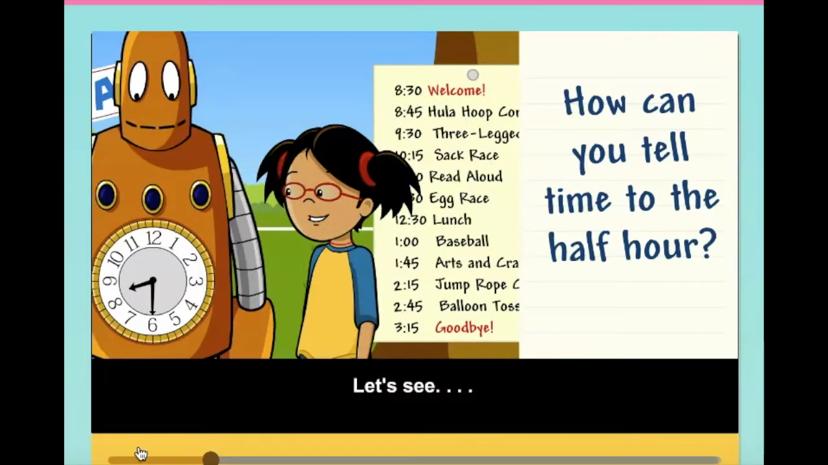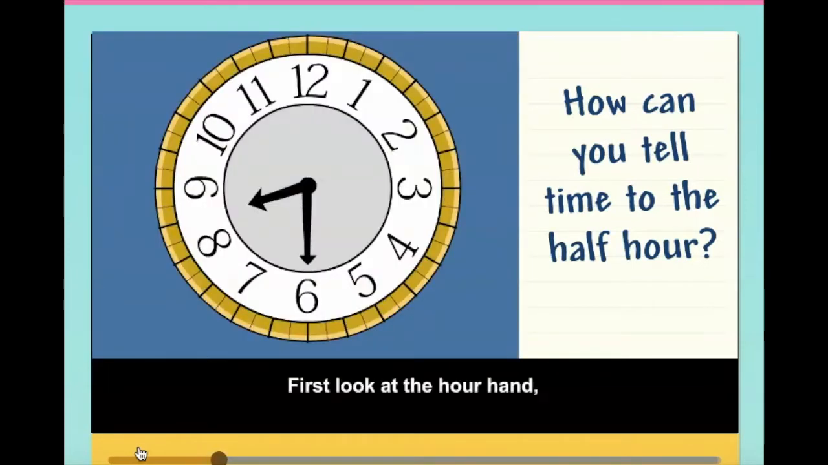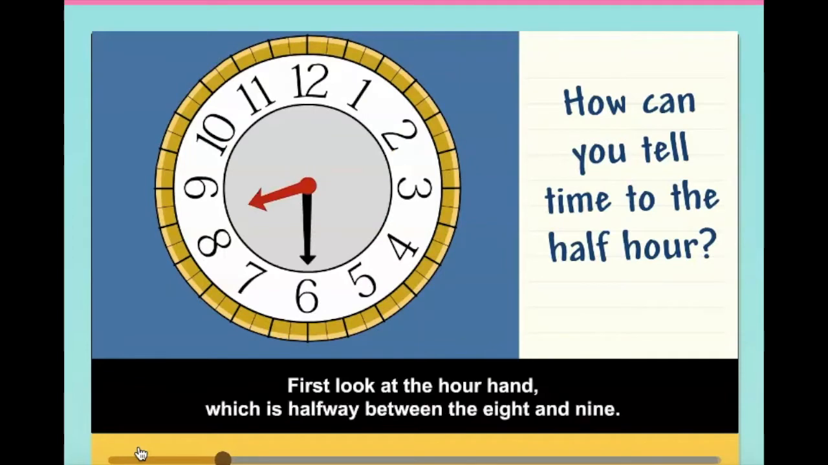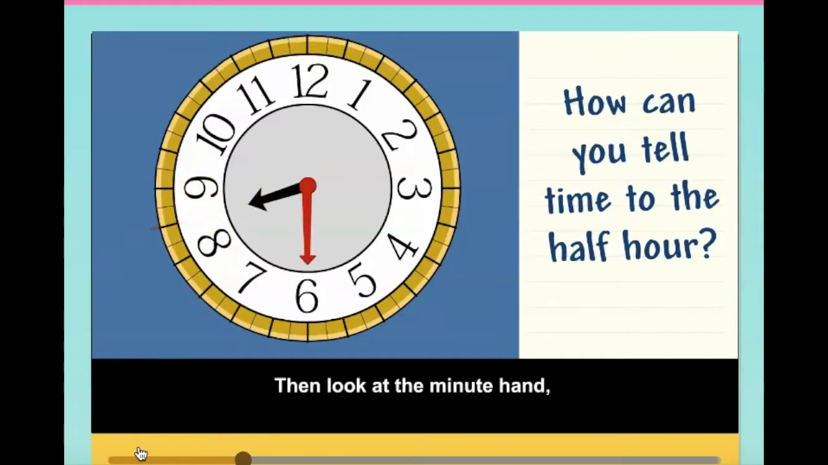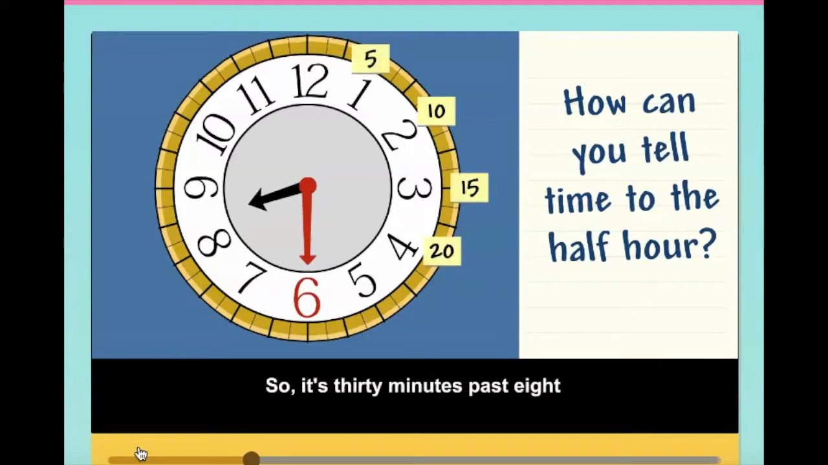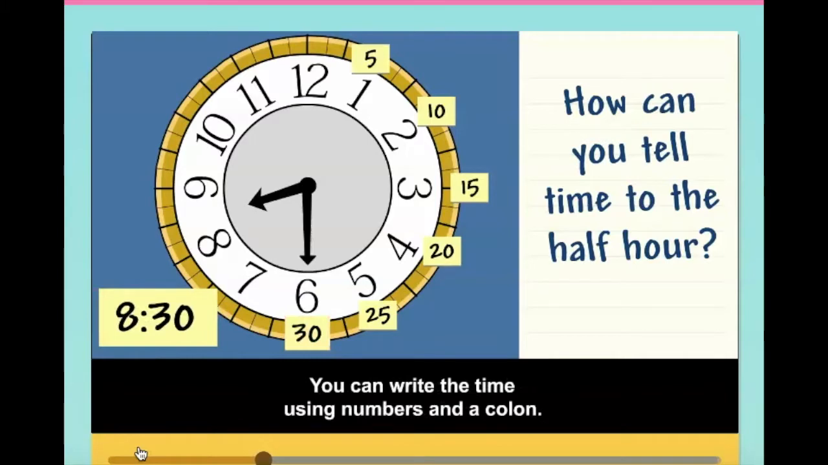Let's see. What time is it now? First, look at the hour hand, which is halfway between the 8 and 9. That means it's halfway between 8 and 9 o'clock. Then look at the minute hand, which is pointing to the 6. So, it's 30 minutes past 8, or 8:30. You can write the time using numbers and a colon.